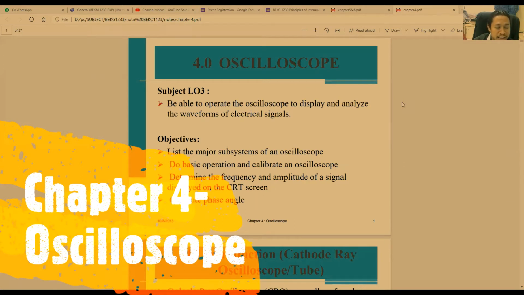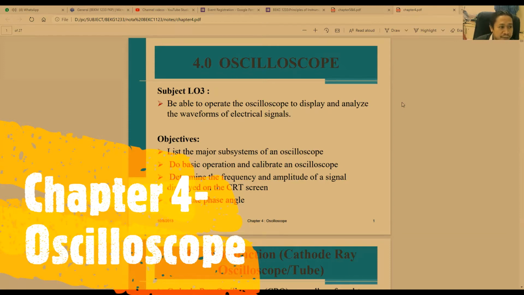All right, so next we go for chapter 4, which is the oscilloscope. For this chapter 4, it is mostly a lot of theory. So you can see on the slide. The learning outcome for chapter 4 is to be able to operate the oscilloscope to display and analyze the waveform of electrical signals. The oscilloscope is the one instrument that we can use to do measurement or analysis on the electrical signal.